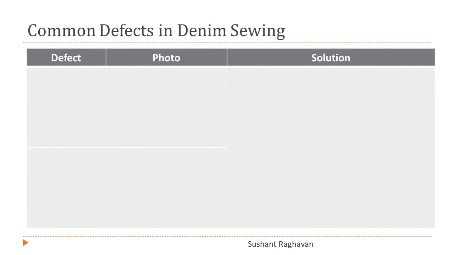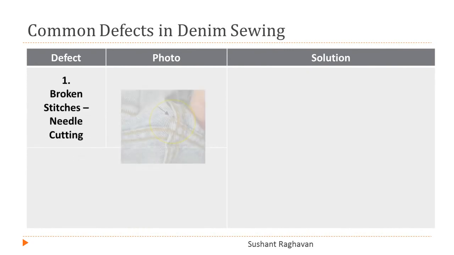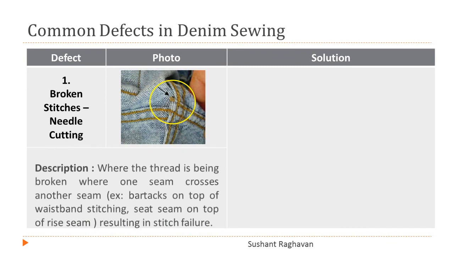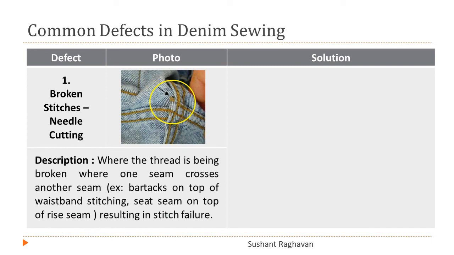Defect, photo, solution. Broken stitches, needle cutting. Description: where the thread is being broken, where one seam crosses another seam. Example: bartacks on top of waistband stitching, seat seam on top of rise seam, resulting in stitch failure.